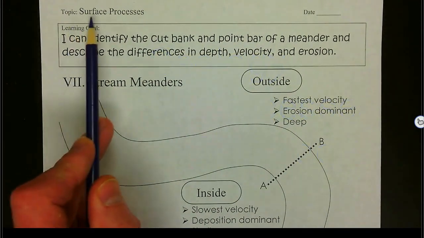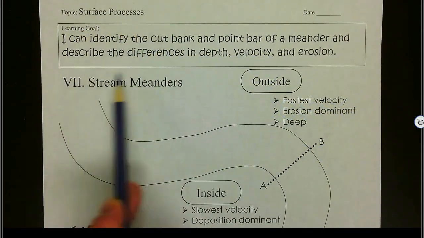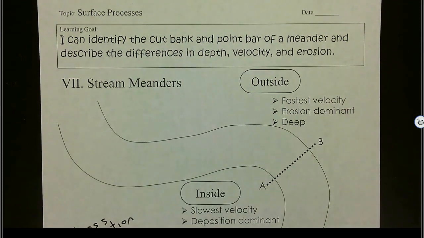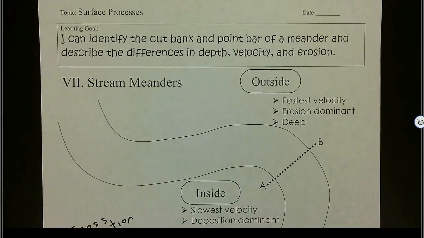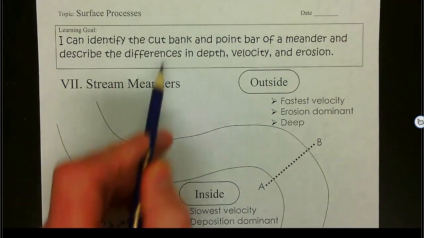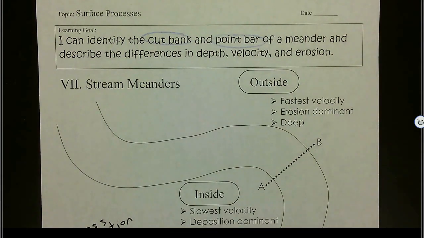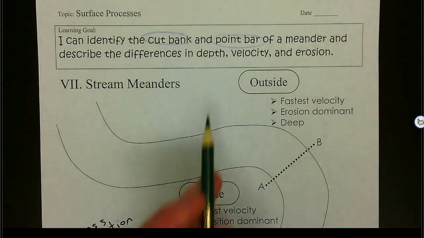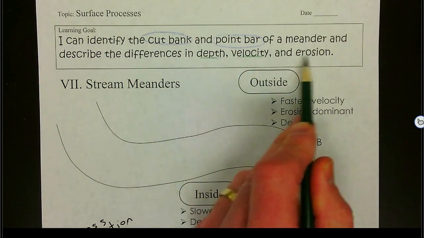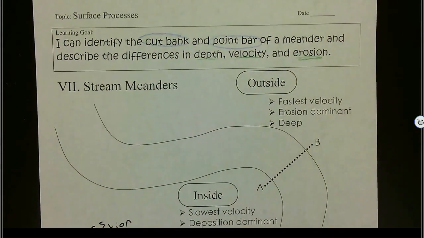So here we are still on our topic of surface processes. We're going to focus on stream meanders today. This is on page 45 of your green notebook. Our learning goal is to identify parts of a stream meander, the cut bank and the point bar. Specifically, we're going to focus on the differences in depth, velocity, and erosion at those 2 points.